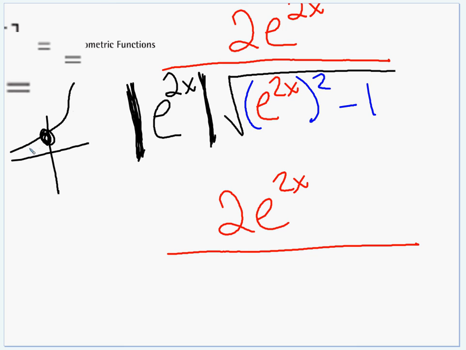Any base to the x power is going to be an exponential, goes through 0, 1. It is always above the x-axis unless shifted down. So in this case, the bars are not necessary. So that's just going to be an e to the 2x.